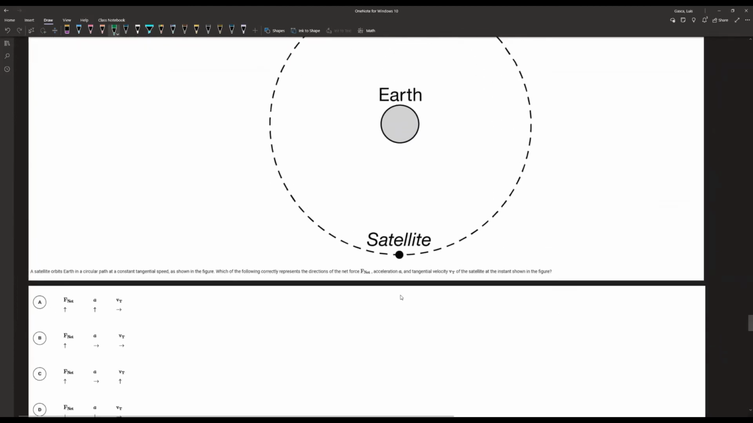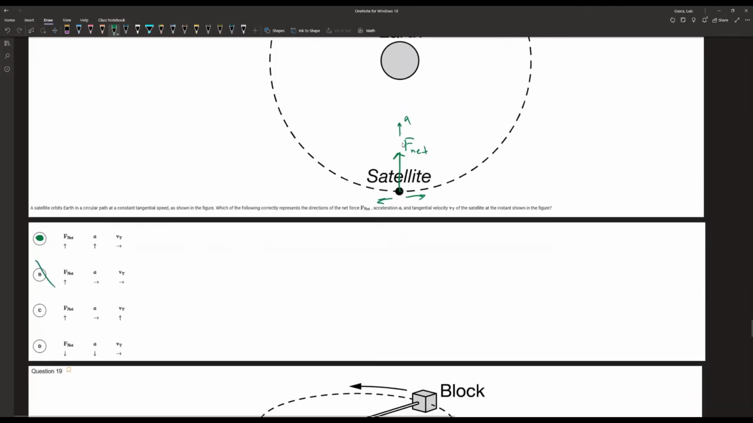All righty, so we'll go ahead and end the polling here. If we look at this, we need a force pointing towards the center for the centripetal force, and that will be our net force, F net. An object accelerates in the direction of a net force, so the acceleration is also in that direction. And tangentially, the velocity could either be this way or that way, but I'm going to assume that A is our best answer choice. Let's see here. Not these guys. Okay.